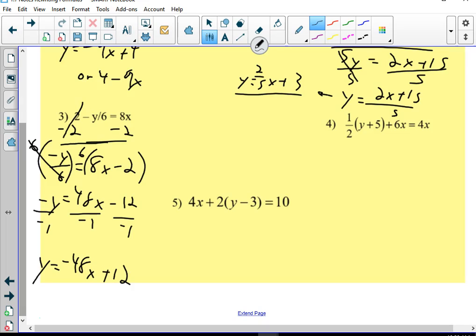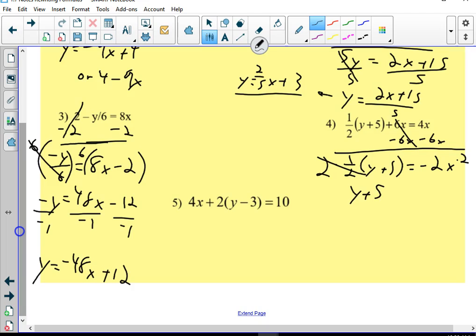Can't get rid of the fraction yet. What's the first thing we want to get rid of on the left side? 6x. We want to subtract 6x. We can't do anything until we get this over here. Okay? Cancel. 1/2 y plus 5 equals negative 2x. Now what do we get rid of? The fraction. Times 2, times 2. Y plus 5 equals negative 4x. And last step, move that 5.